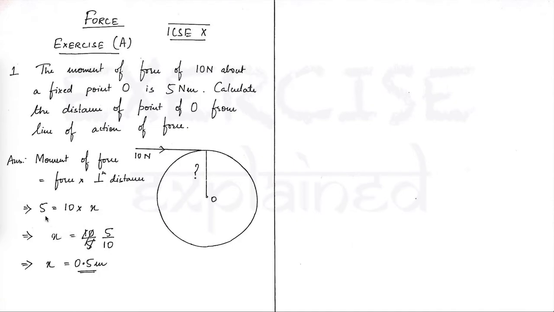So x becomes 5 by 10. This 10 goes to the other side and we get x is equal to 5 by 10. So 5 by 10 is nothing but 0.5 meters. So this distance, that is the distance from the point till the line of action, is 0.5 meters. So this question mark happens to be 0.5 meters.